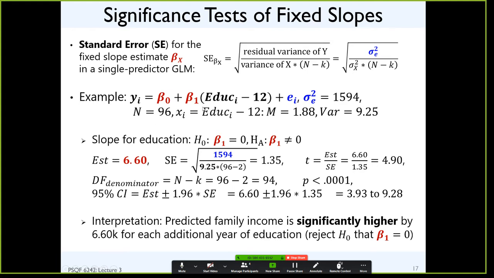So if I put those numbers into the formula here, and am I ever going to make you do this? No. Why am I showing this to you? So that you know what the math is doing in the programs. The standard error works out to be 1.35. So 6.6 is my estimate for my slope, and 1.35 is an estimate of its imprecision, its wiggliness. That gives me 6.6 divided by 1.35, a t of 4.9.